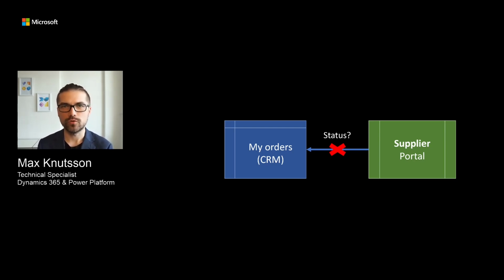So what you usually do is you go into that supplier portal, you grab the order ID, get the status, and then manually type it into your CRM system. Let me showcase how you can automate that task with Microsoft RPA.